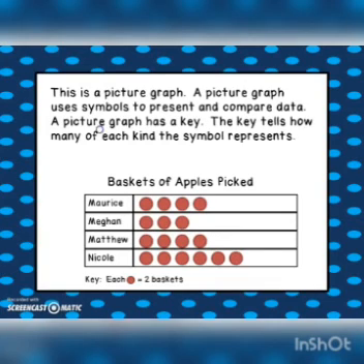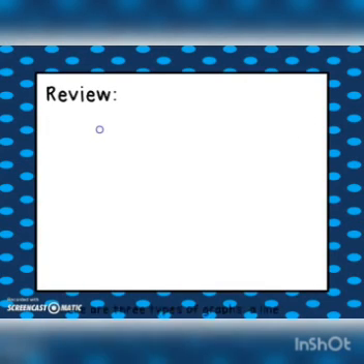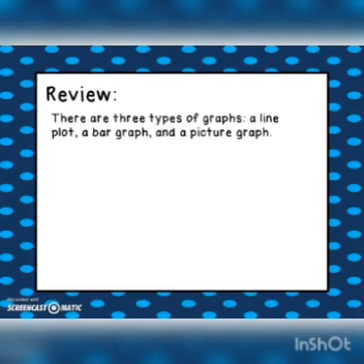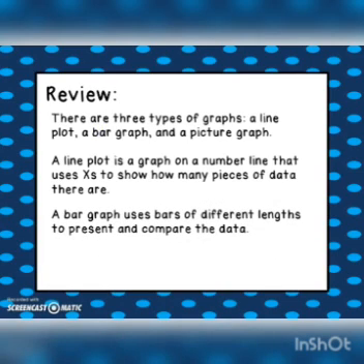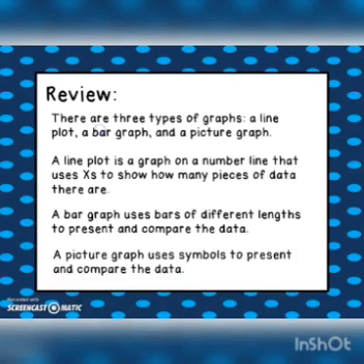So now let's look at what we have learned today. First, we looked at 3 types of graph: the line plot, the bar graph, and the picture graph. And then secondly, we looked at how a line plot is a graph on a number line that uses X to show how many pieces of data there are, a bar graph uses bars of different lengths to present and compare data, and a picture graph uses pictures.